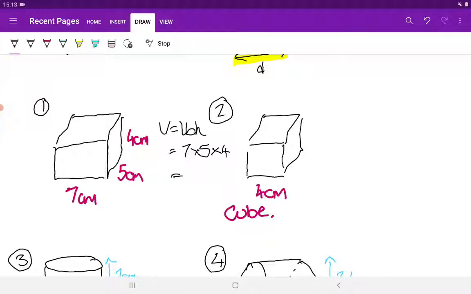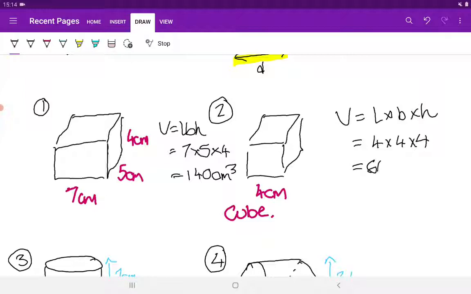We're doing all this work with a calculator this week. So you just grab your calculator, type in 7 times 5 times 4, and we get 140, and it should be cubic centimetres. Remember, we're looking at a 3D shaped volume, so it's cubic centimetres. Our next shape is a cube, but we can still use the same formula, length times breadth times height. All we need to remember is that a cube has all its sides the same length. So this is just going to be 4 times 4 times 4. We work that out on our calculator, and we get 64. Again, this one is in centimetres, so cubic centimetres.